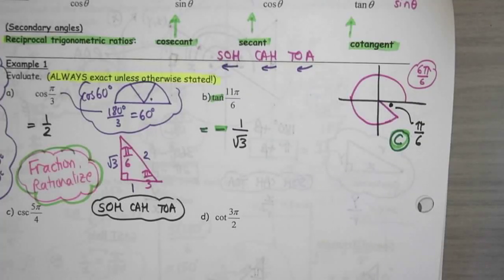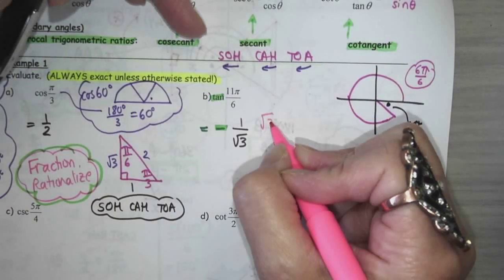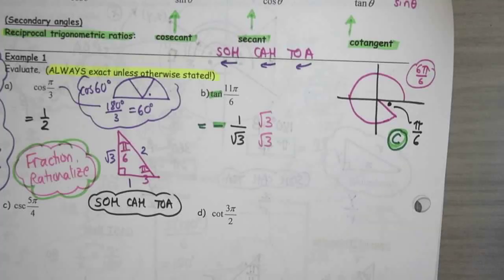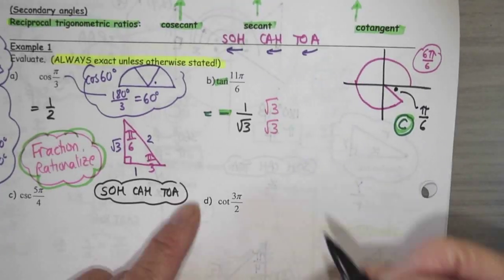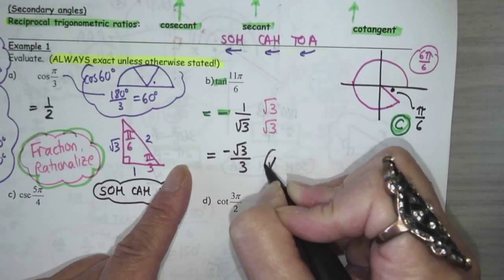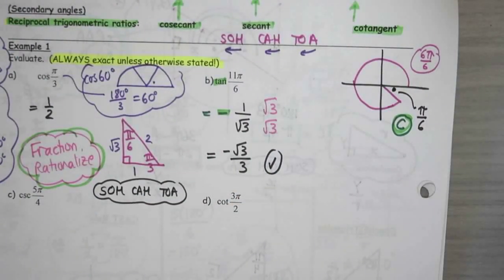Definitely not, because you have to rationalize. Will you lose marks each time? Yes, you will. Okay, you cannot still be losing the rationalizing mark. Okay, so this is negative root 3 over 3, and now we're done. Rationalize, finished.